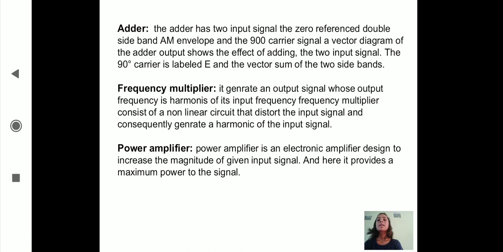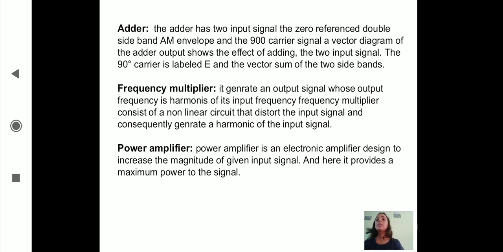Adder. The adder has two input signals: the 0-degree reference double sideband AM envelope and the 90-degree carrier signal. A vector diagram of the adder output shows the effect of adding the two input signals, the 90-degree carrier labeled E and the vector sum of the two sidebands.